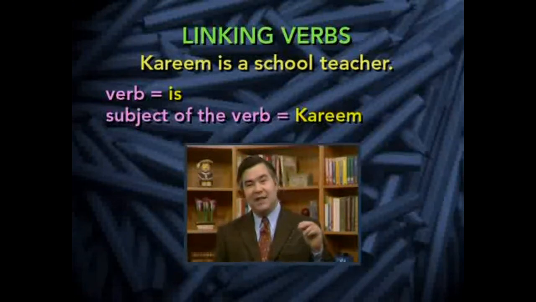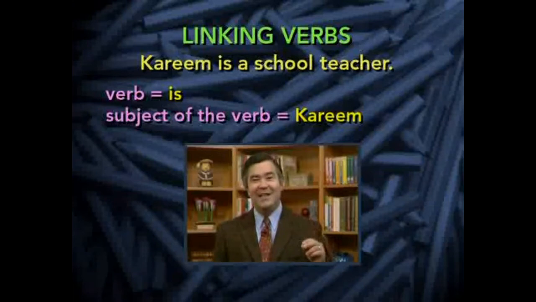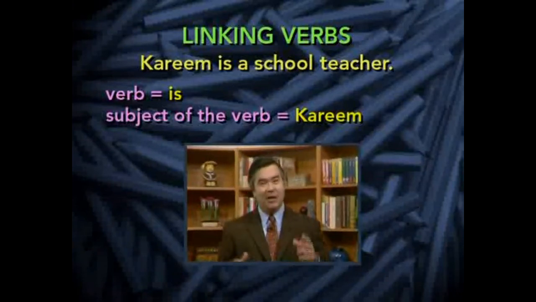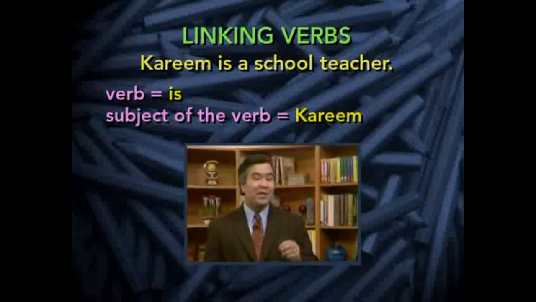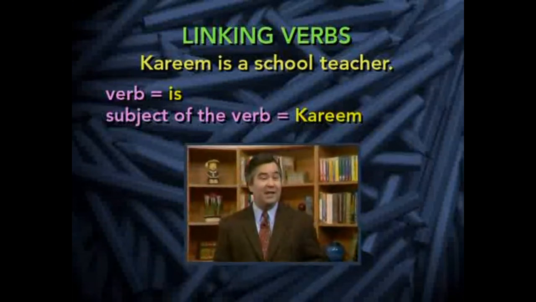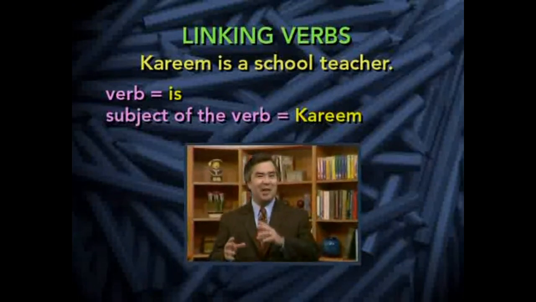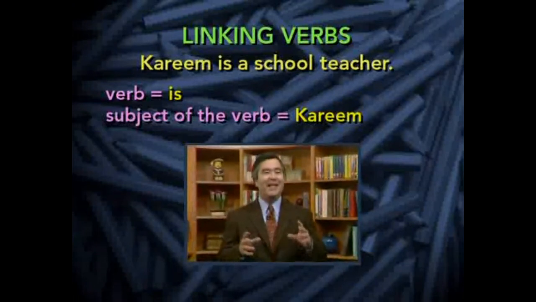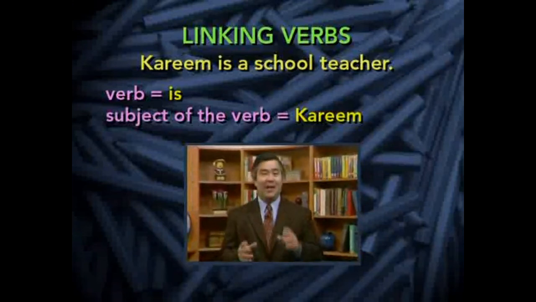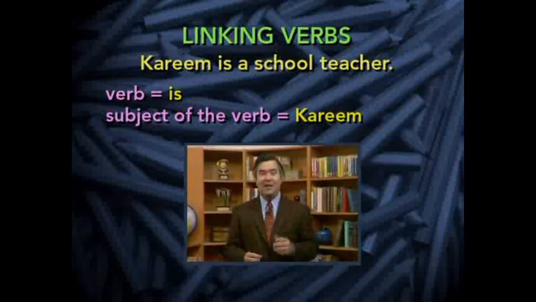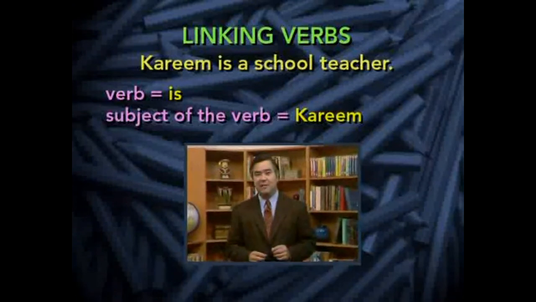So in this case, the subject Karim is being linked by the linking verb is to the word teacher. Karim is teacher. And the words a school are giving a little more information about what kind of teacher. Notice that is operating here as a linking verb because it's linking Karim and teacher. It's telling us that Karim and teacher are in some way the same thing. And in fact, they are. That's what Karim is. So the two things are being linked or equated to one another. And that's how a linking verb works.